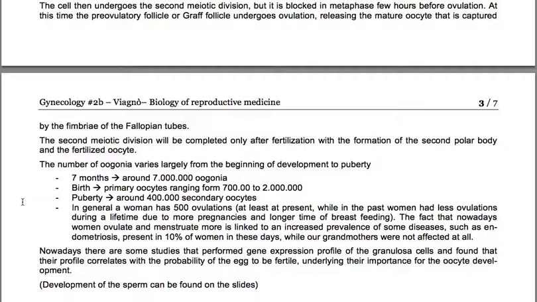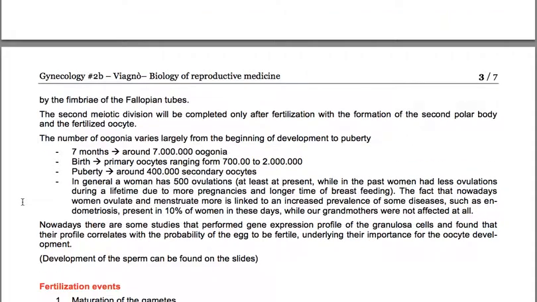Nowadays, there are some studies that performed the gene expression profile of the granulosa cells and found that their profile correlates with the probability of the egg to be fertile, underlying their importance for the oocyte development.